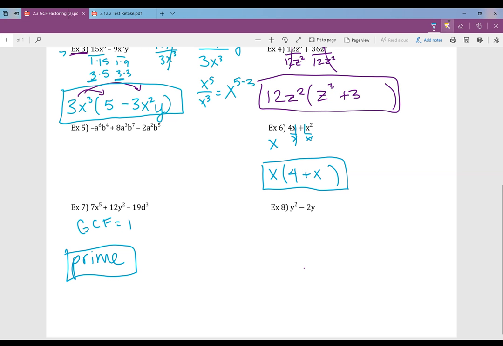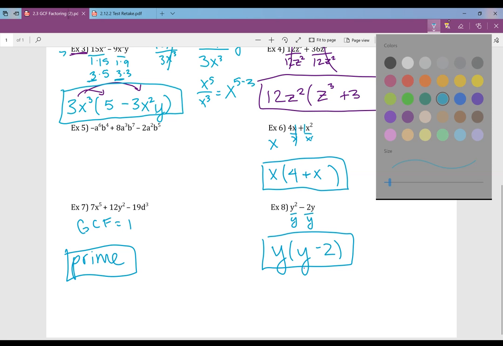Okay, example number 8, we have y squared minus 2y. Now our greatest common factor is y, right? They each have at least one y. If we divide that out, we're going to get y minus 2. So that's your factored form for number 8.